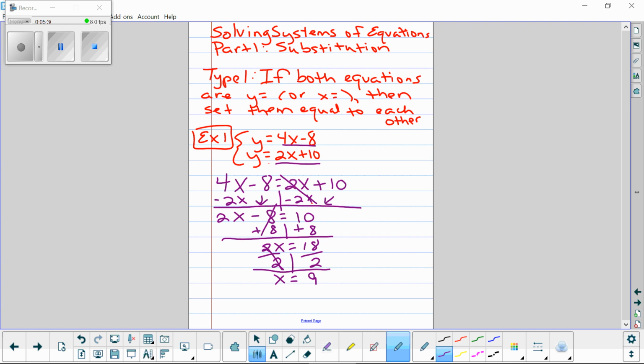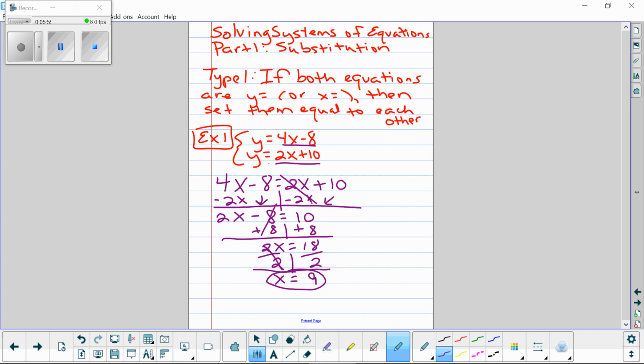Because just like when you graph a system and the answer comes out to a coordinate point or an ordered pair, it's the same thing here. You're still finding the value of x and y that works in both of those original equations. So in order to figure out what the y value is, we're going to use what we just figured out that x is, and we're going to plug that into either one of those original equations.